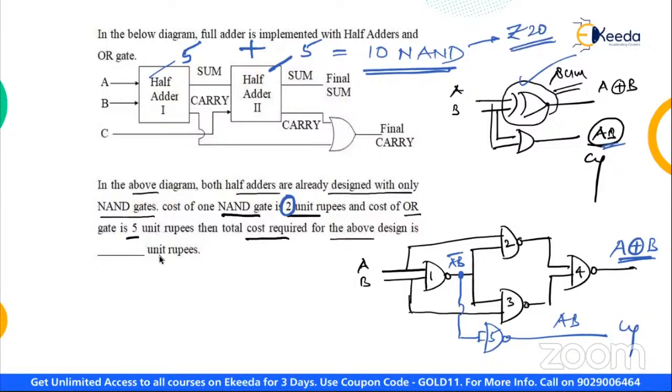But do not forget, we have got an OR gate also here. And they have clearly mentioned that you require 5 rupees per OR gate. So this is an additional 5 rupees I need, okay? So the total, if you see, is rupees 25. So rupees 25 is the answer, guys. Rupees 25 is the answer.